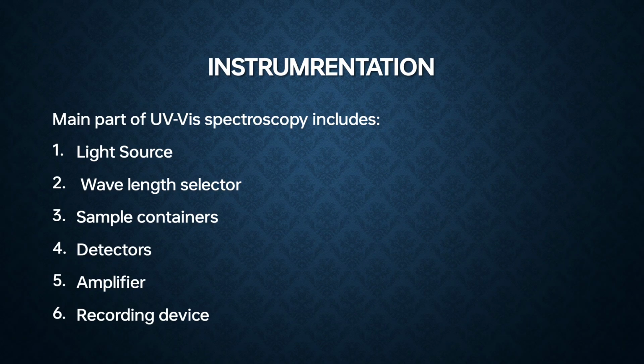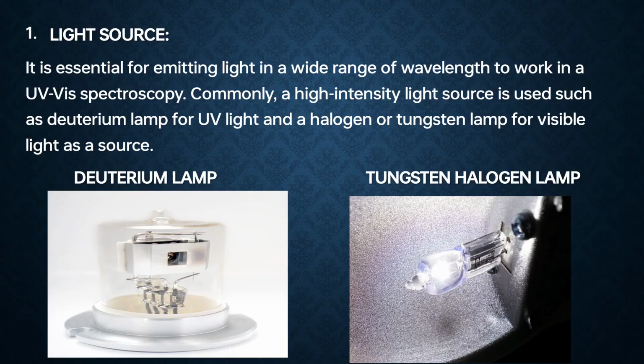Next one is instrumentation. The main parts of the UV spectroscope include light source, wavelength selector, sample containers, detectors, amplifiers and recording device. The light source is the most essential component, required for emitting light in a wide range of wavelengths. Commonly, light sources that have high intensity are used, such as a deuterium lamp for UV light, and a halogen or tungsten lamp for visible light.